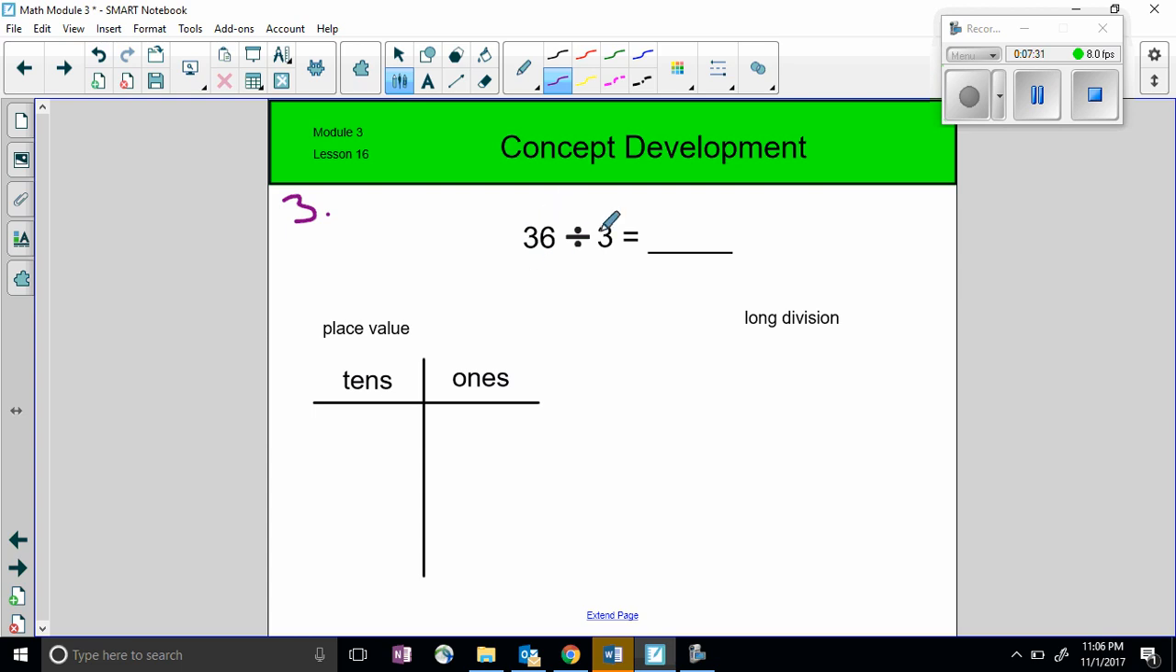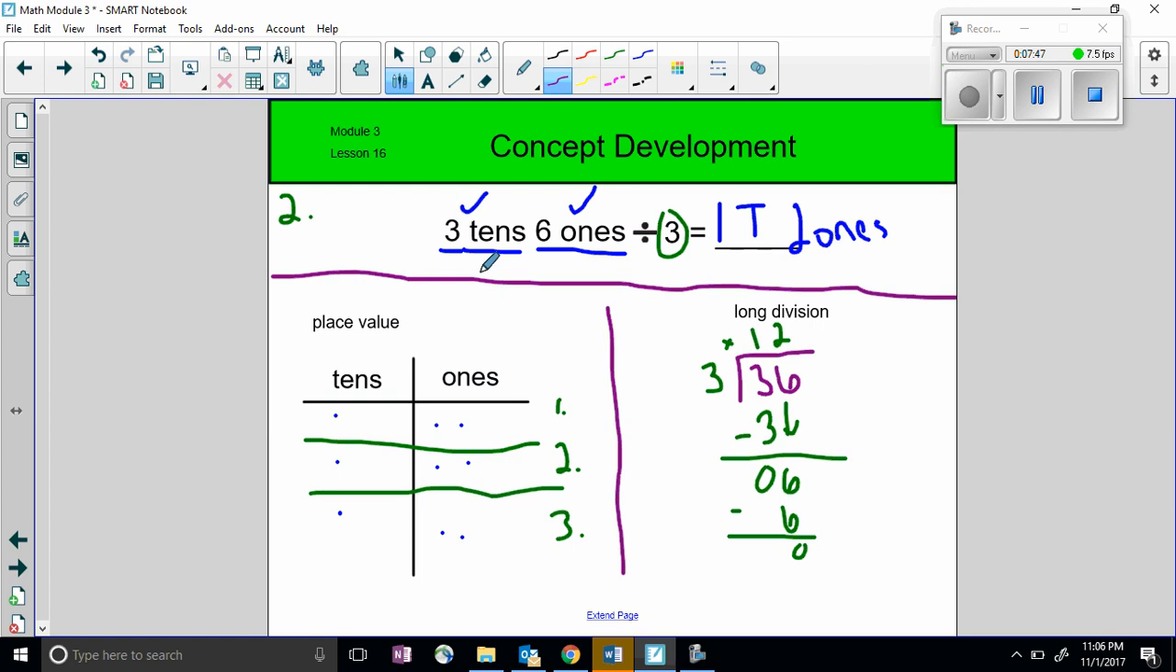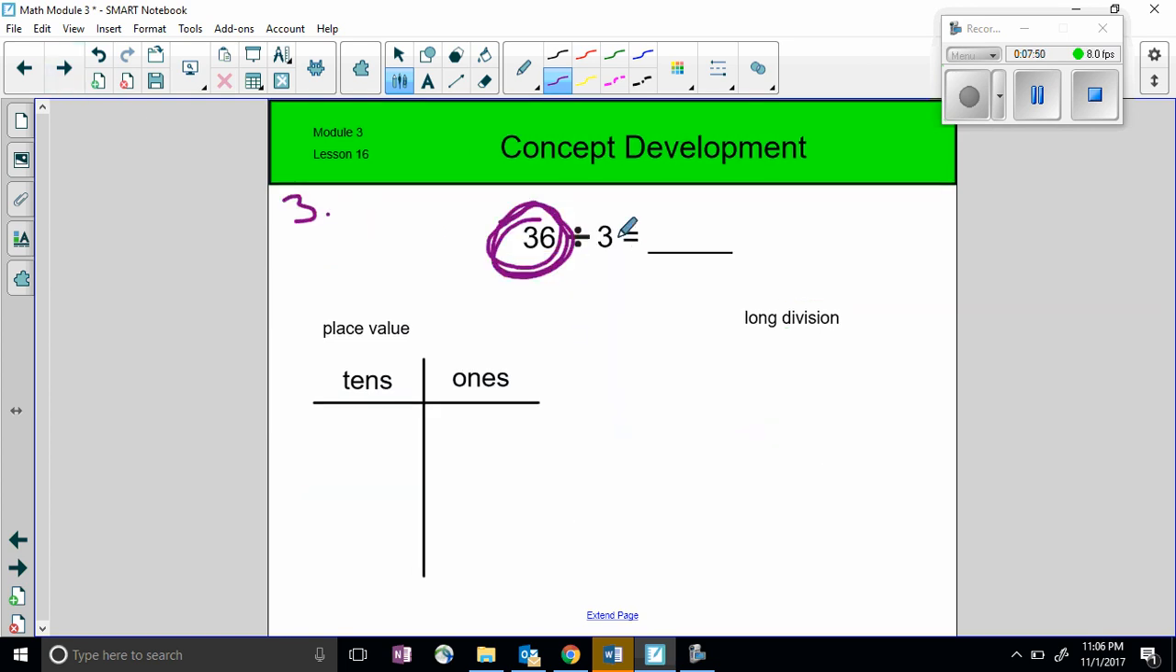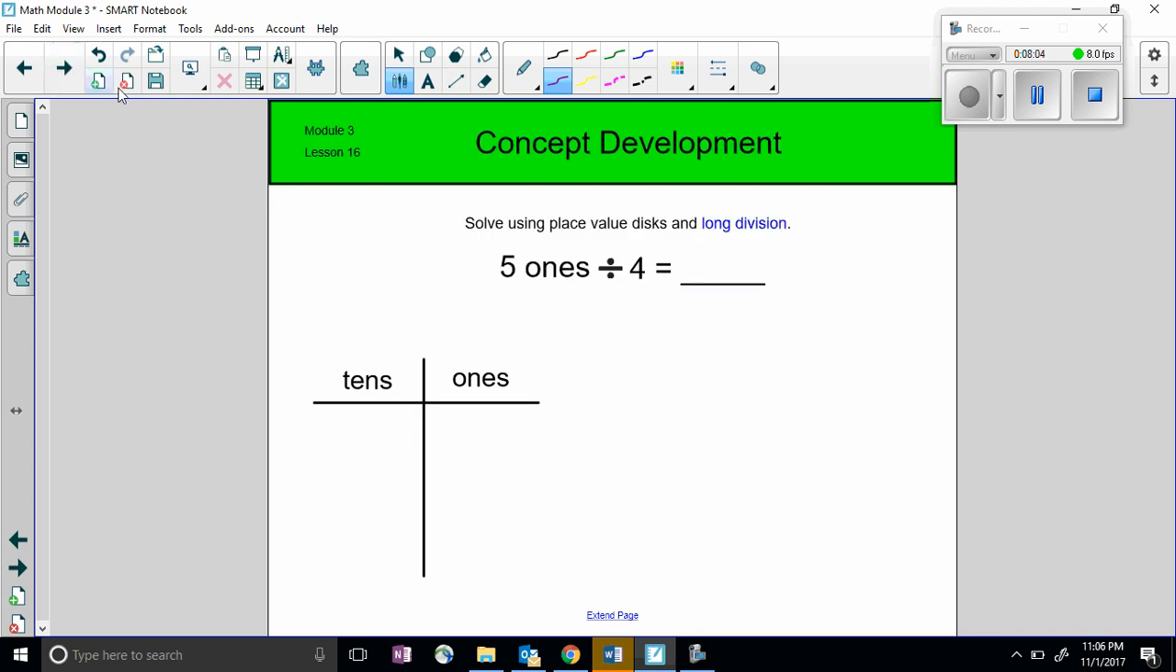Alright, 36 divided by 3. Now, wait a second. Before you start writing, I want you to take a look at something. What's this number here? It's 36. What did we just say that 3 10s and 6 1s are equal to? 36. So do we need to do this problem again? Nope. So you guys already know. You just did it. It's beautiful, right? Moving on.